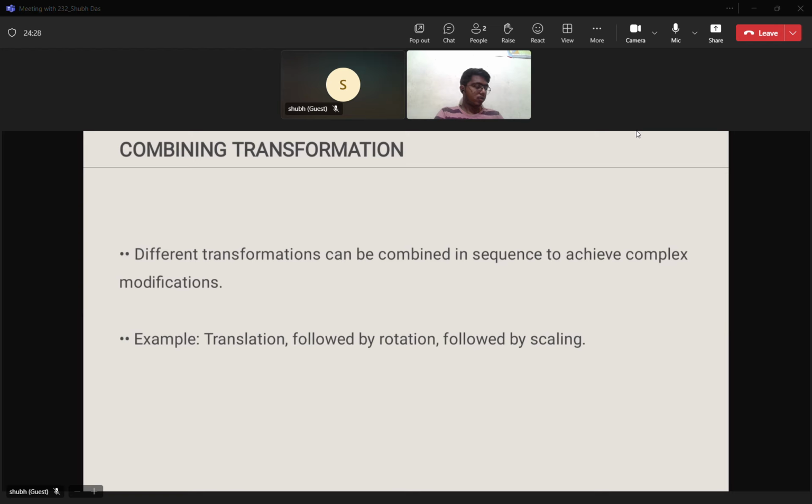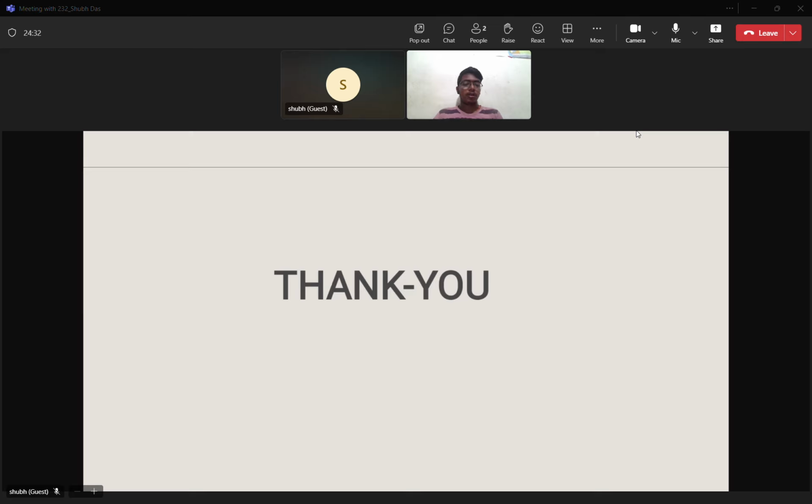So what do we conclude from it? To summarize, transformations are powerful tools in computer graphics, allowing us to move, rotate, and scale objects. Translation helps us shift objects, rotation allows us to turn an object around a point, while scaling changes the size of the objects. By combining these transformations, we can create complex, realistic animations and visual effects.